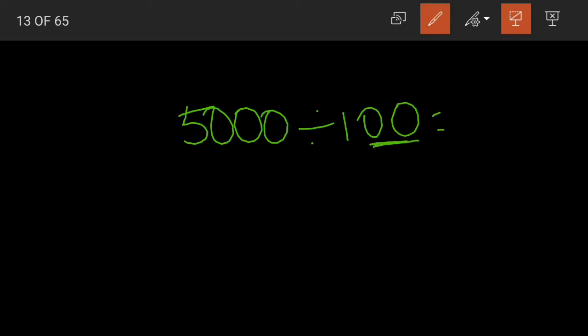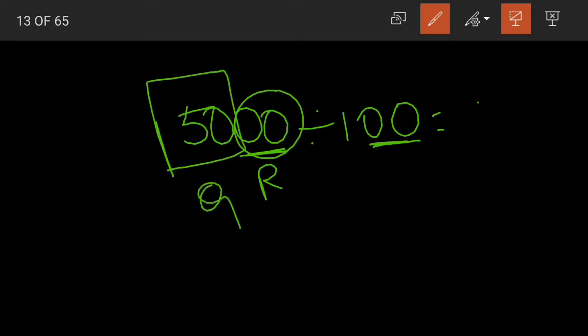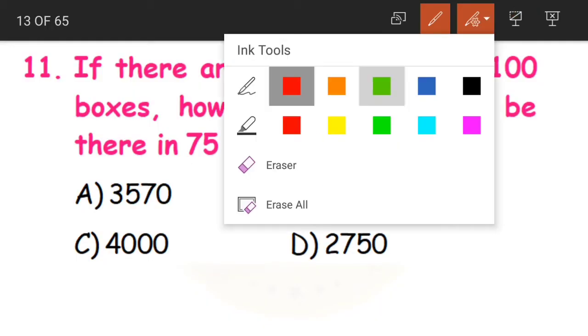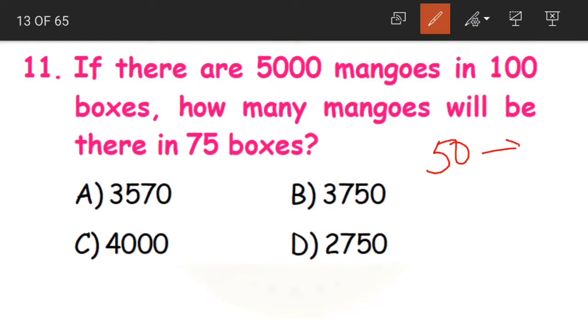Now 100 is having two zeros, so the last two digits will be the remainder. 0 0 will be our remainder, and what will be the quotient? The remaining two digits, that is 50. Yes or no? This is what we have learned, right? What is our quotient now? Our quotient is 50. So what can we say? There are 50 mangoes in one box. 5000 mangoes in 100 boxes. That means 50 mangoes in one box.